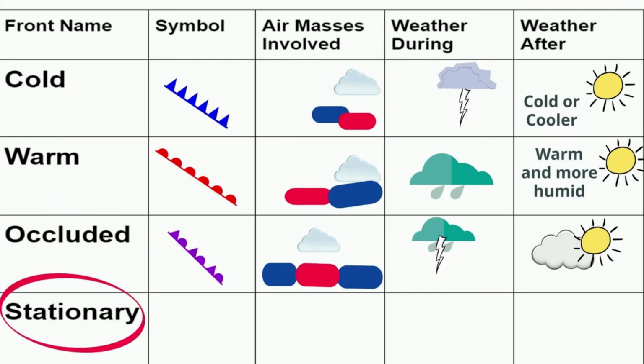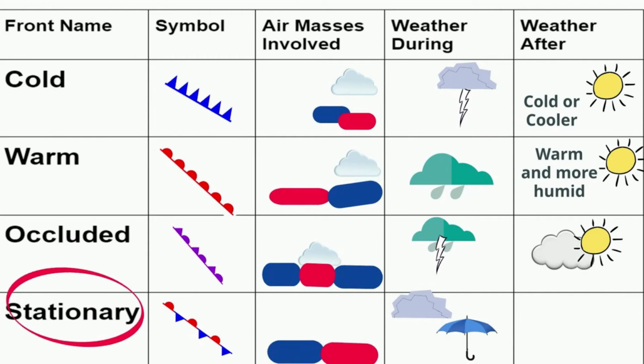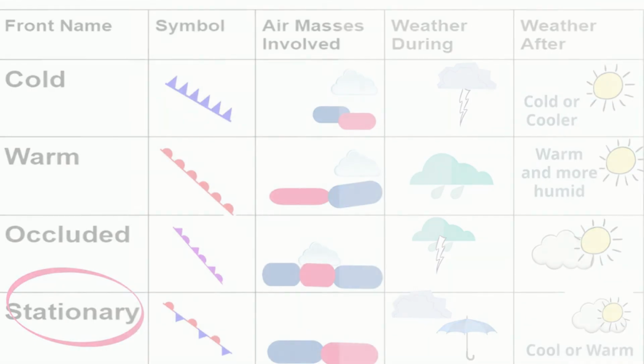A stationary front, and here's the symbol. A stationary front occurs when you have a cold air mass and a warm air mass of equal density, and they collide, but because of the equal density, they remain stationary. A stationary front may bring several days of rain or snow. Depending on the wind direction, you may get warm or cooler air as the front passes in fair skies.